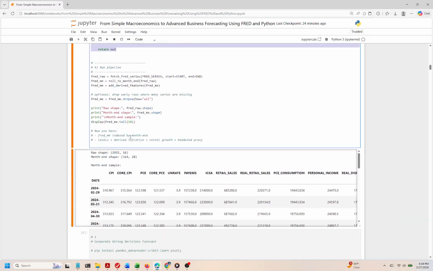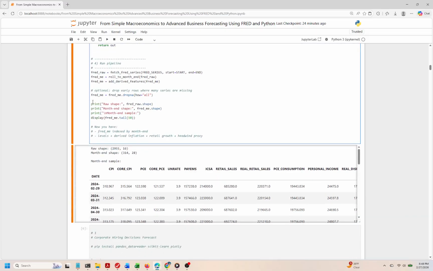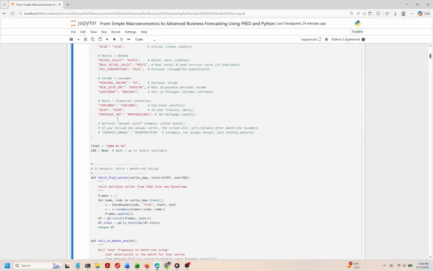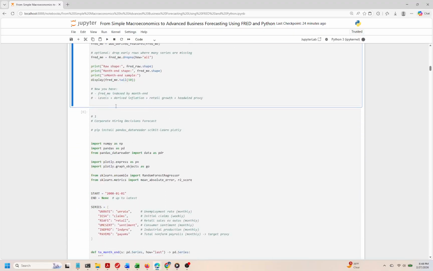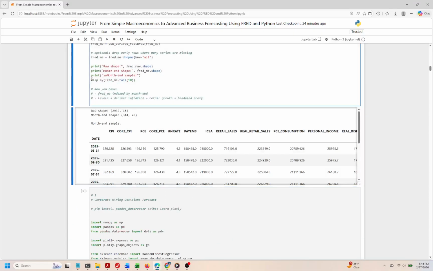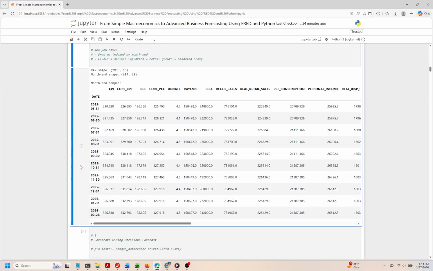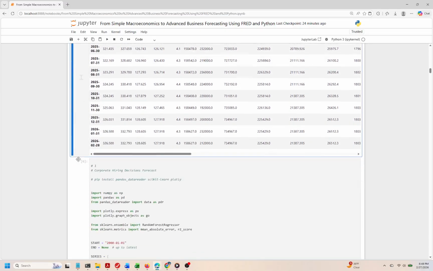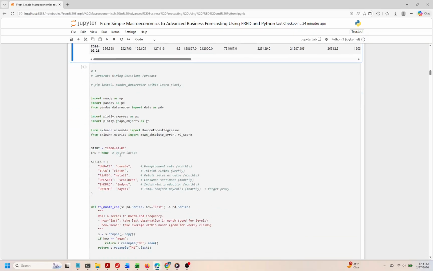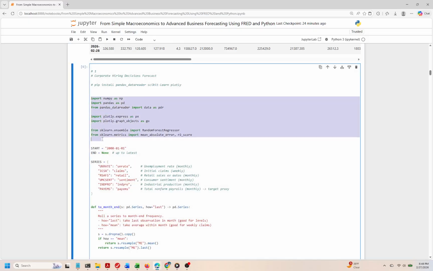actionable level. Cell 3. In this cell, we're setting the stage for our analysis on corporate hiring decisions by gathering and preparing macroeconomic data that influences these choices. This is crucial because understanding the environment in which companies operate can illuminate patterns and trends in hiring. We begin by importing the necessary libraries, such as NumPy and Pandas for data manipulation, as well as Plotly for visualization.